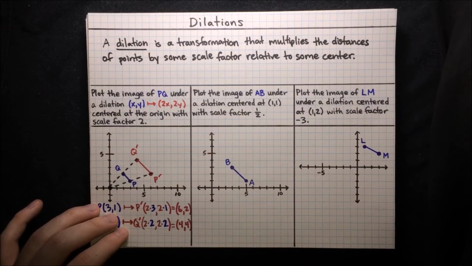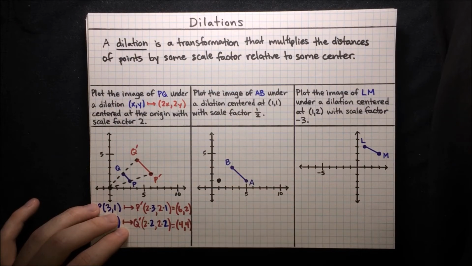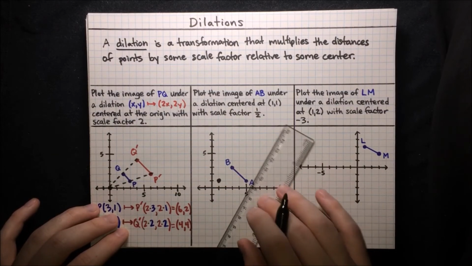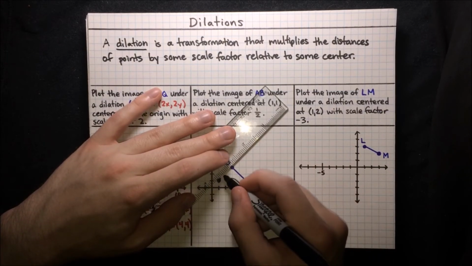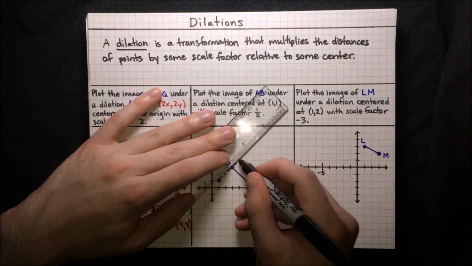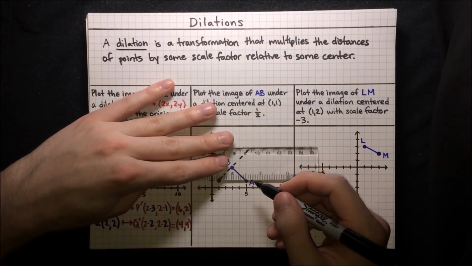Plot the image of AB under a dilation centered at (1, 1) with scale factor 1/2. Now, we're not given the actual function this time, so we can't just plug in our points. We're going to have to do this geometrically. And the way we do that is by starting out plotting the center, (1, 1). Now let's go ahead and draw lines through the endpoints of this segment. So here will be a line through B, and then here will be a line through A.